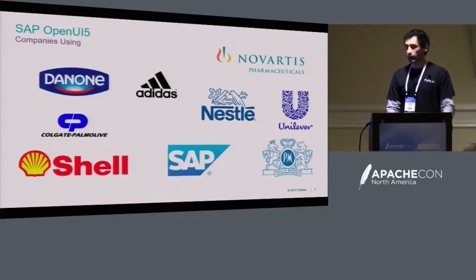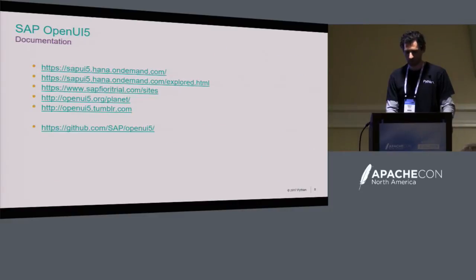So which companies are using this? You can see there are a lot of companies using OpenUI5. Of course, SAP, but you have a lot of big companies that are using this. So again, you can build an application very fast, and you don't have to spend time bothering about which devices you are dealing with. So here's some of the documentation for the framework, if you are interested.